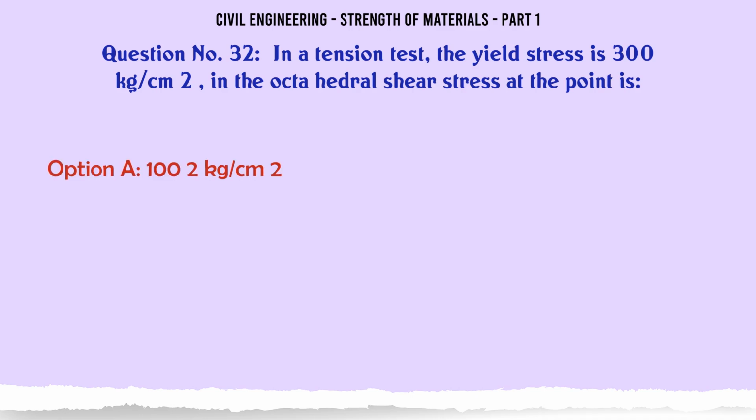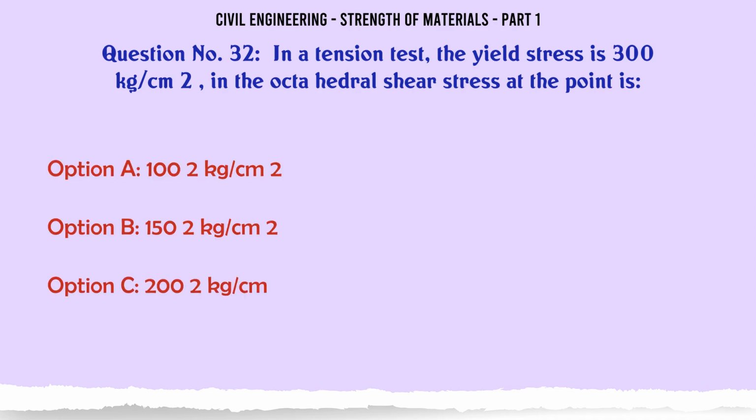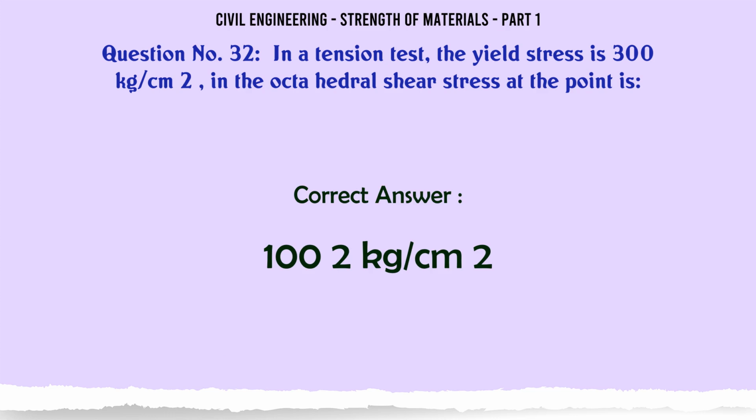In a tension test, the yield stress is 300 kg per centimeter². The octahedral shear stress at the point is A. 102 kg per centimeter², B. 152 kg per centimeter², C. 202 kg per centimeter², D. 252 kg per centimeter². The correct answer is 102 kg per centimeter².